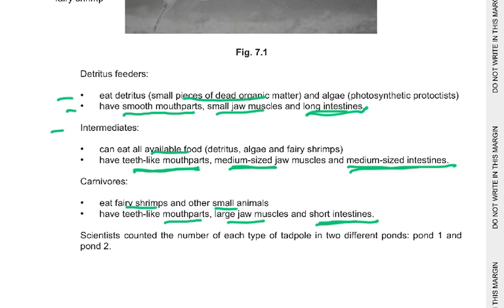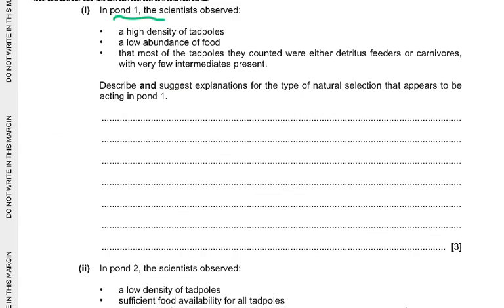Scientists counted the number of each type of tadpole in two different ponds, pond 1 and pond 2. In pond 1, the scientists observed a high density of tadpoles, a low abundance of food, and that most of the tadpoles they counted were either detritus feeders or carnivores with very few intermediates present. Describe and suggest an explanation for the type of natural selection that appears to be acting in pond 1.